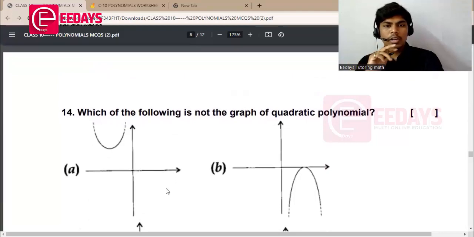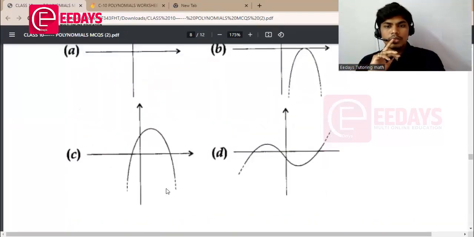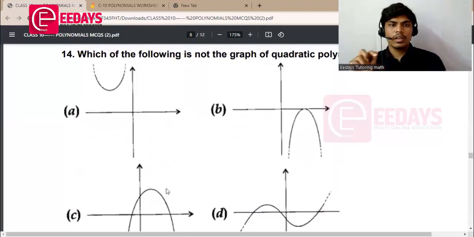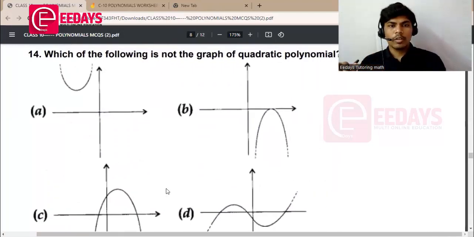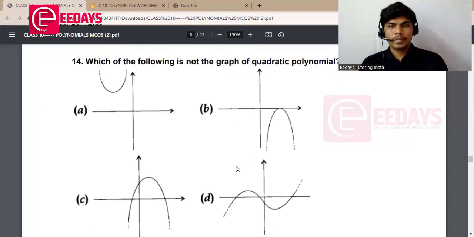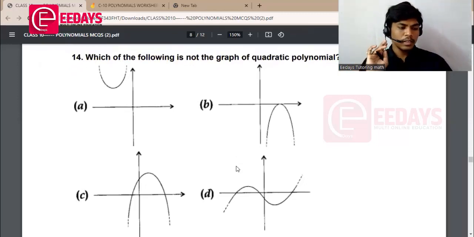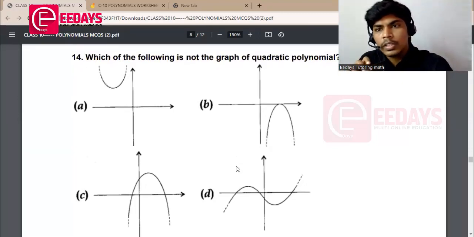Which of the following is not a graph of a quadratic polynomial? Let's see how many of you understood the question and how many of you get the correct answer. So first of all, what is a quadratic polynomial? Does anyone know what a quadratic polynomial is?